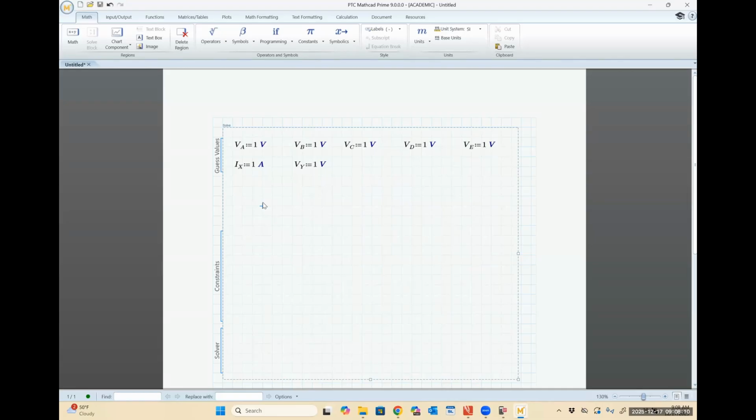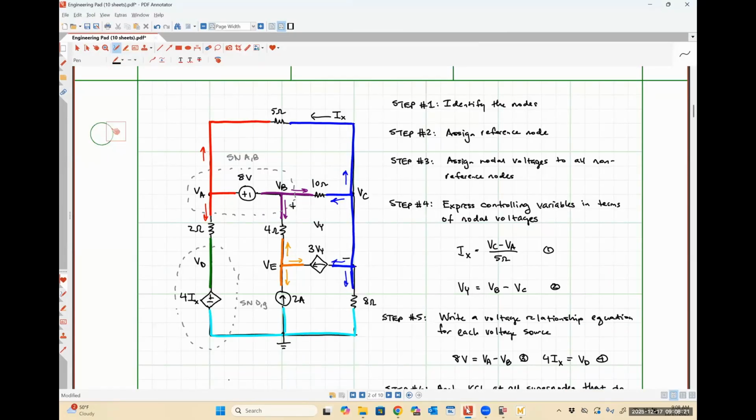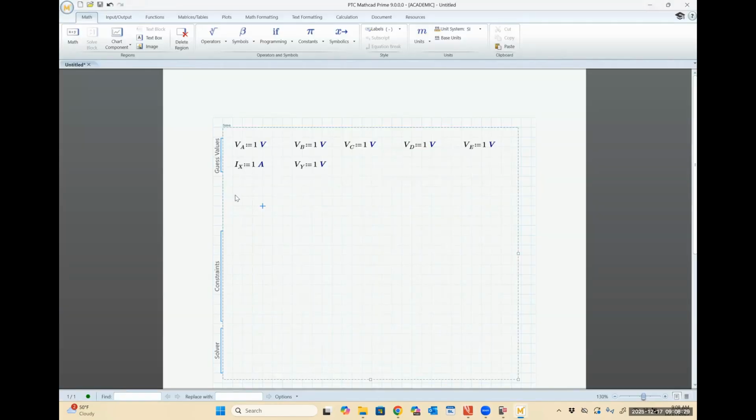So now I'm getting into the constraints section. In the constraints section, this is where we're going to type in the equations that we came up with, all 7 of them. I'm just going to go through these one by one. I'm going to start with the one for Ix. We have Ix is equal to Vc minus Va over 5 ohms. Since this is a constraint equation, I'm going to use a different equal sign here. I'm going to press Control equals, and it's going to give me this boldface equal sign. Then I believe it was Vc minus Va over 5.